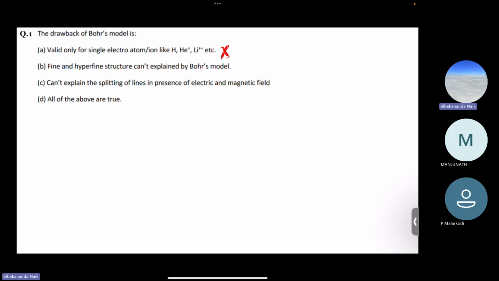number. Again, hyperfine structure comes due to nuclear spin. Like fine structure comes due to electron spin, hyperfine structure comes due to nuclear spin. These sorts of things were not explained by Bohr, because Bohr considered only one quantum number, the principal quantum number. And the principal quantum number, like we discussed last session, is only related to the energy value. As long as the principal quantum number remains the same, the energy remains constant.